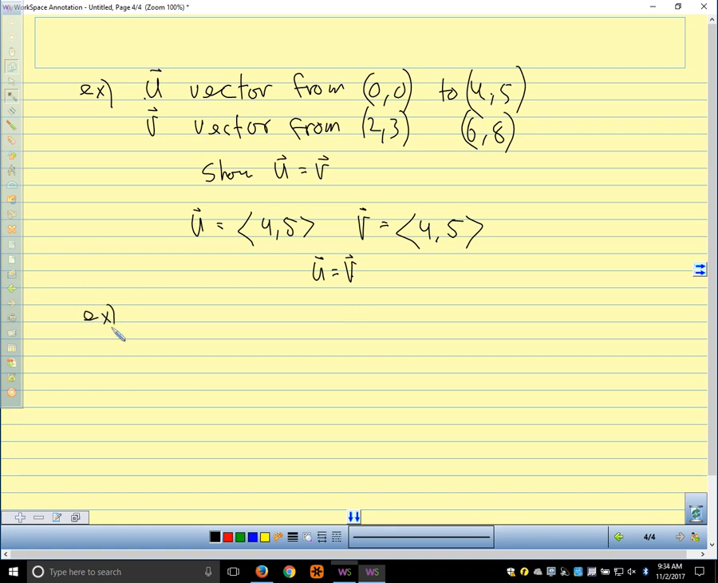All right, let's look at another example. It's similar, but we want to find the component form and magnitude of the vector v from 2, negative 4 to 5, 7.